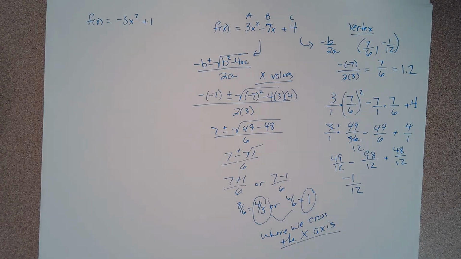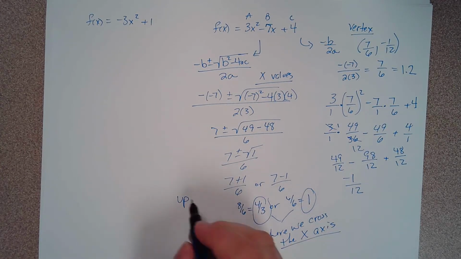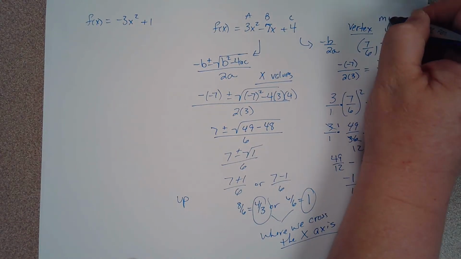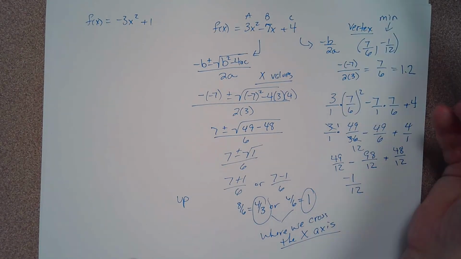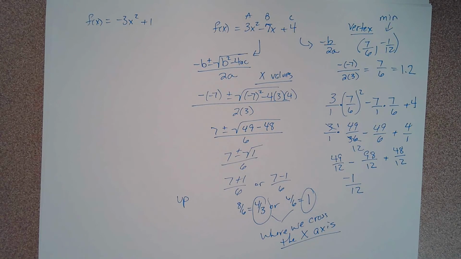So for this particular one, we know we are going up. That means this point that we had right here is a minimum. Since we are going up, this is the bottom. So in this case, we have a minimum. All right, I'm going to stop the video here. I want you to begin working on 8.3.